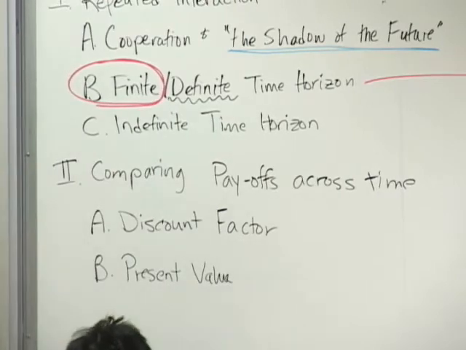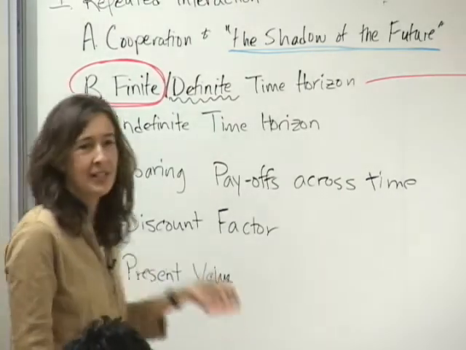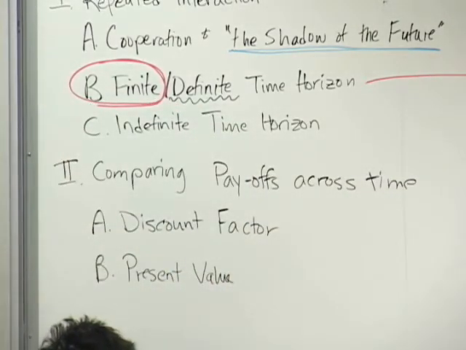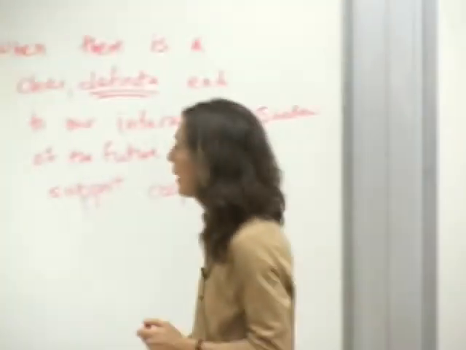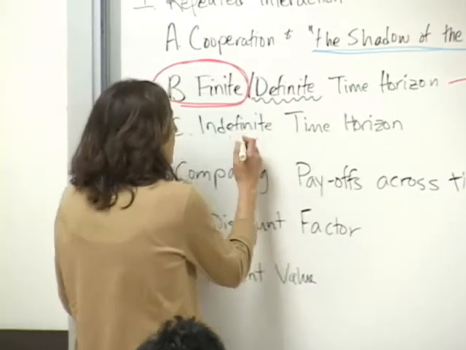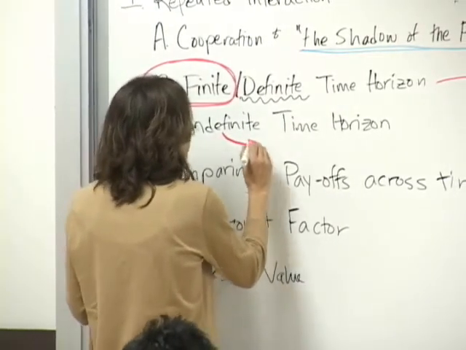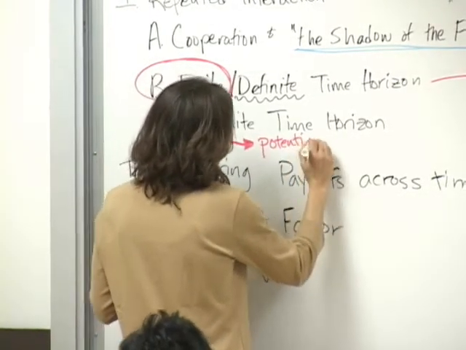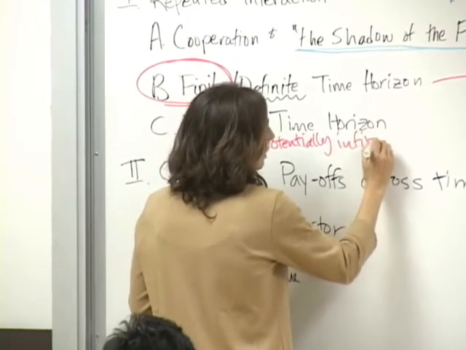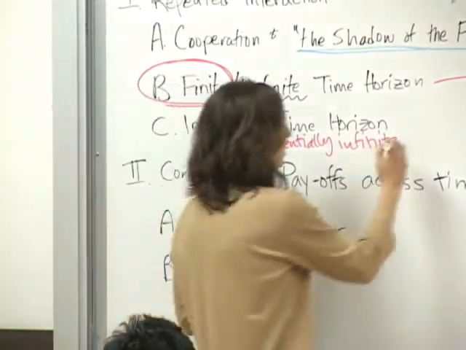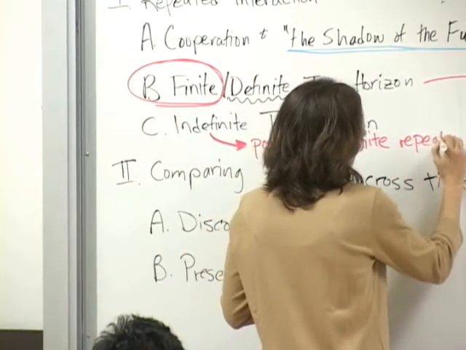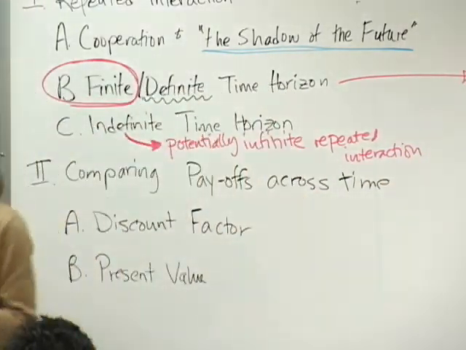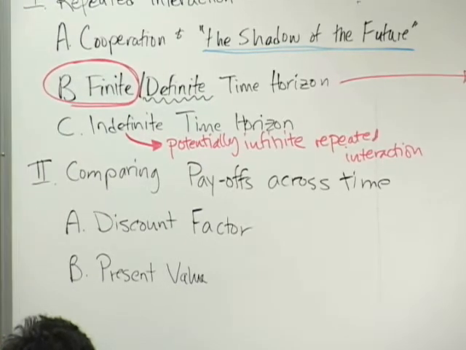And you might be thinking, well, the number of rounds of repetition always has to be finite. We don't live forever. We're never going to have an infinitely repeated game. Right? That's obviously true. Okay? Nonetheless, the way that we think most productively about repeated games is to think about a potentially infinite repeated interaction. Okay? Potentially in the sense that we don't know when our last interaction is going to be.